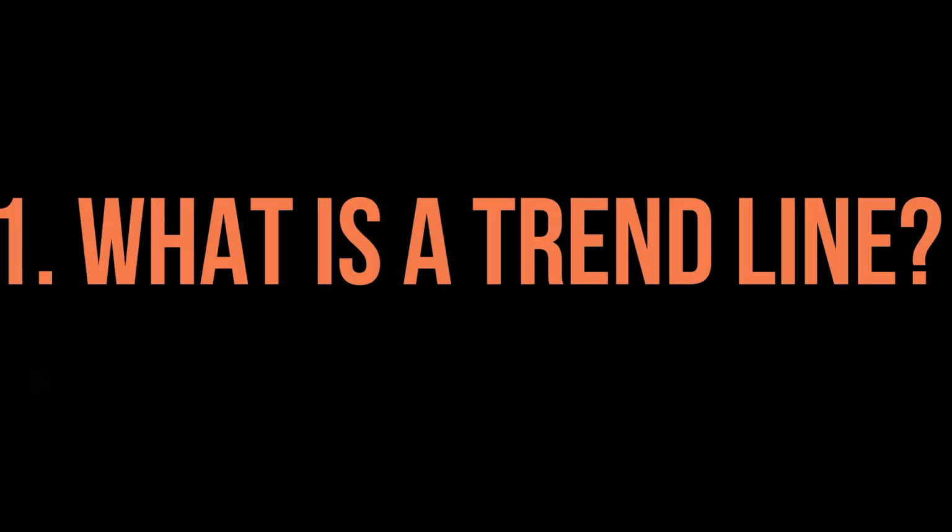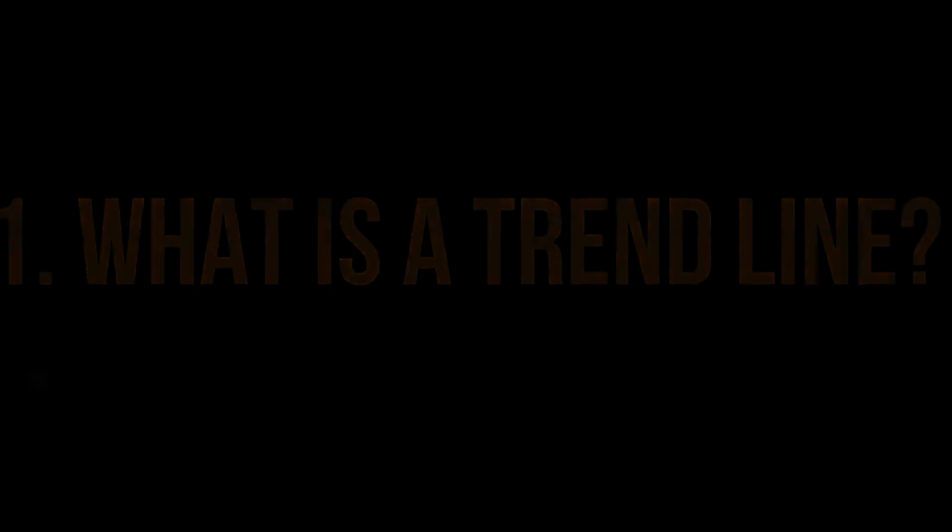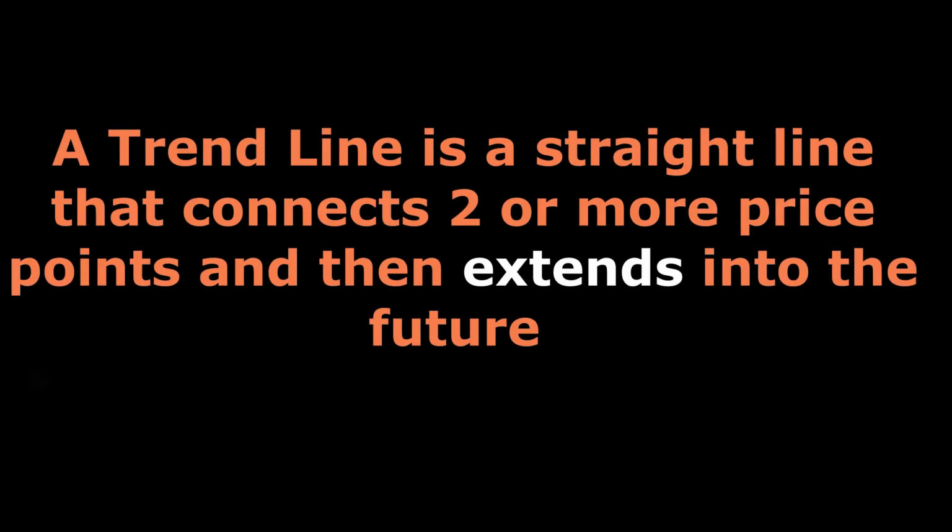So what exactly is a trend line? A trend line is simply a straight line that connects two or more price points and then extends into the future. So now let's move over to the screen so I can show you what a trend line looks like and how you can actually draw your own trend lines.